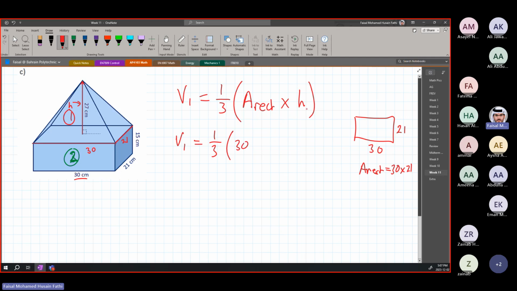So 30 centimeters times 21 centimeters times height. What is the height? Height h is equal to 27 centimeters. So times 27 centimeters. V1, put this all in the calculator. You will get 30 times 21 times 27 divided by 3. We get 5,670 centimeters cubed.